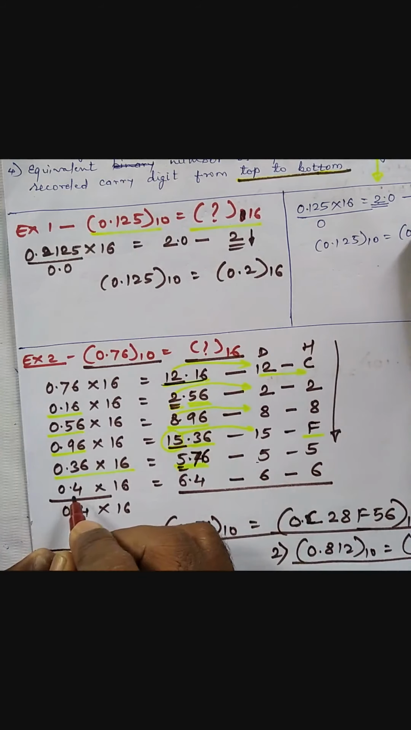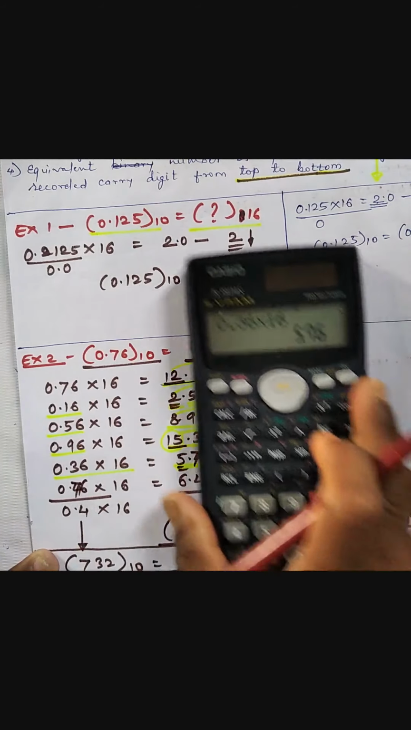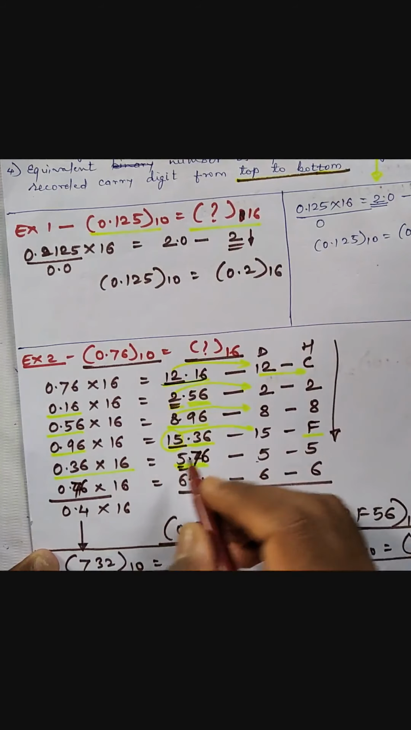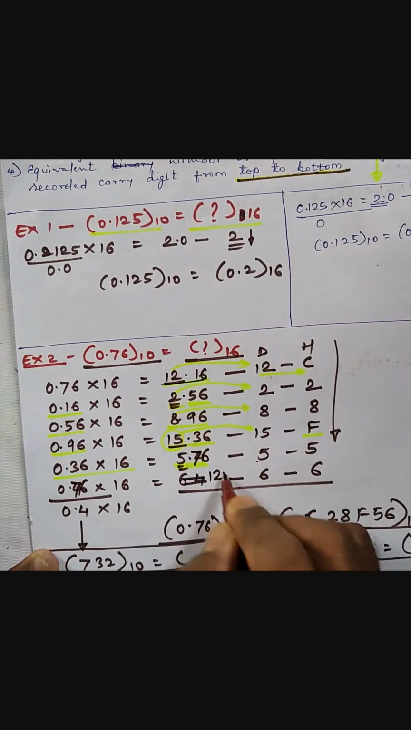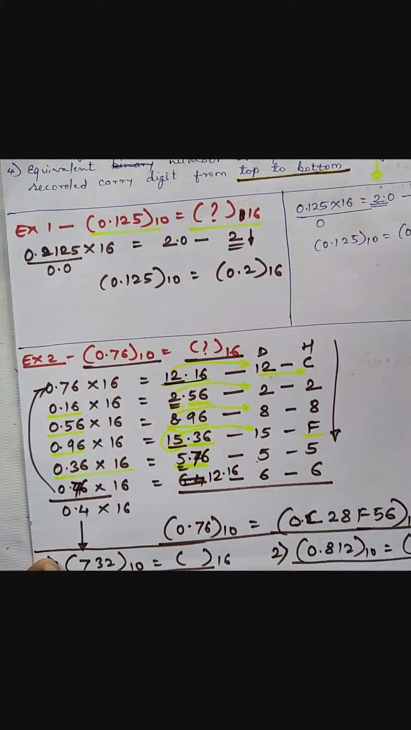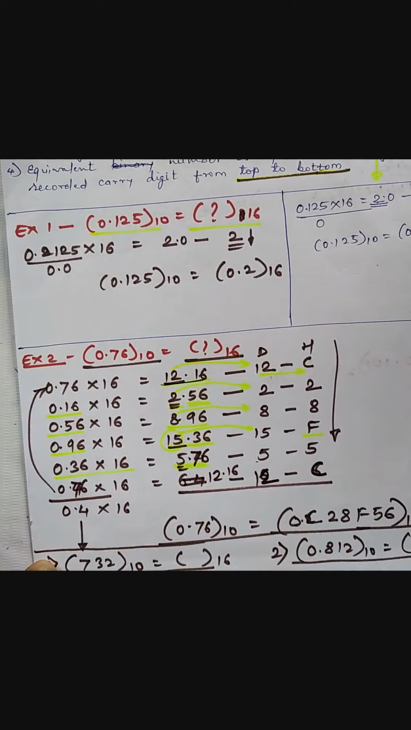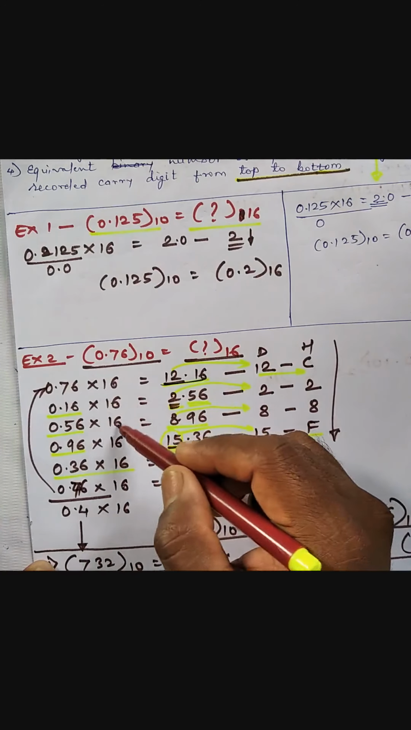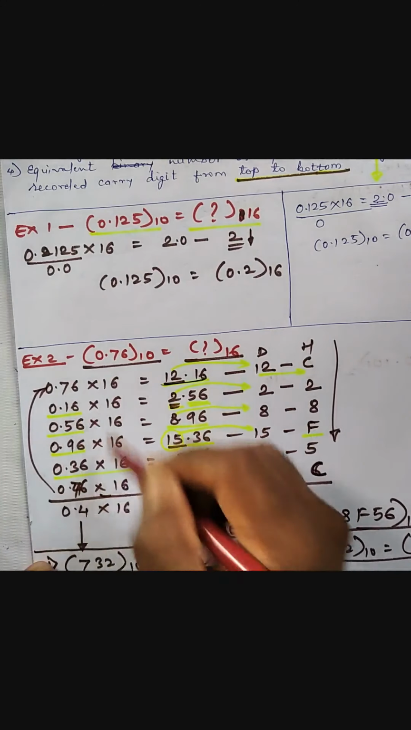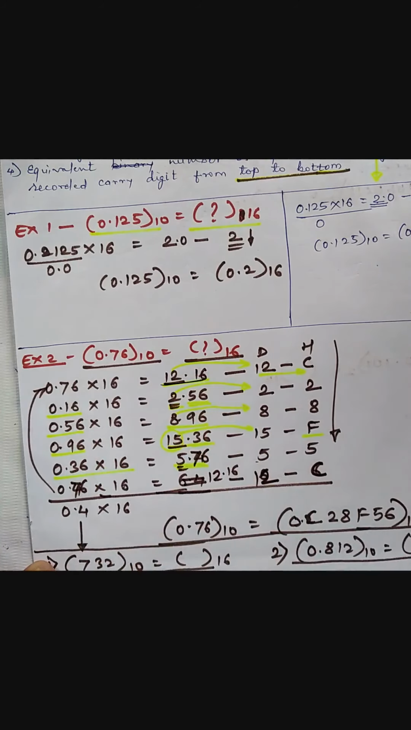What is left is 0.76. So 0.76 into 16 is 12.16. See, we have again reached the first step, and then this goes on continuing. So this is 12 and this becomes C. We have taken 6 iterations, and if you see, this process is an infinite loop, so no need to go further, we can stop here.